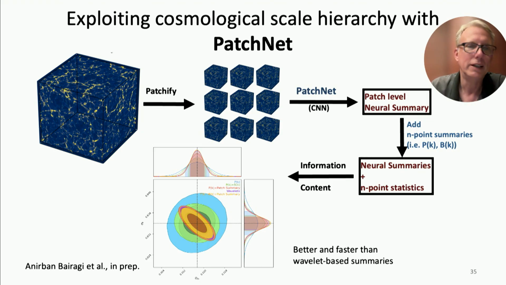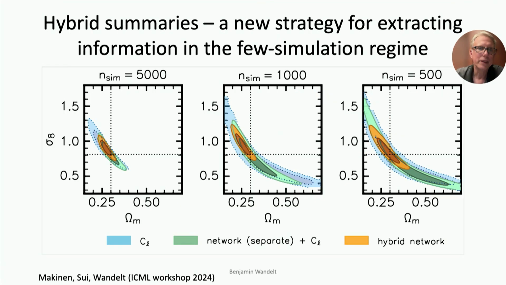This helps a lot because splitting simulation volumes into smaller patches effectively gives more training data to the networks. We find that they train better with a smaller number of simulations. And we're able to get the best constraints anyone has ever gotten at this level of resolution from these dark matter simulations in terms of information content, squeezing out information content.